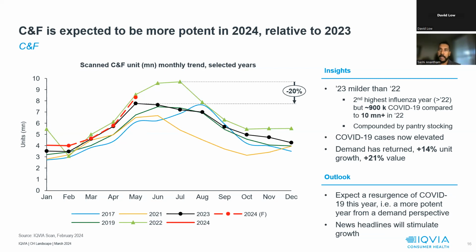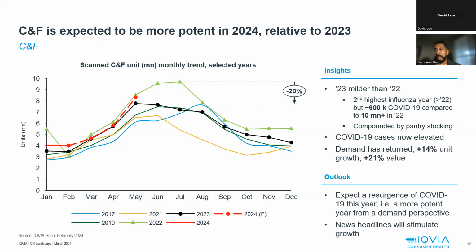Now, besides the fact that we had 10 million cases of COVID in 2022 and about 900,000 last year, what really happened was an oversupply of items in 2022, and pantries that were stockpiled in 2023 didn't really need to be replenished last year. And so there was probably not as much consumption. Now, as I've told you multiple times, we're seeing all of those pantry stocks basically consumed.